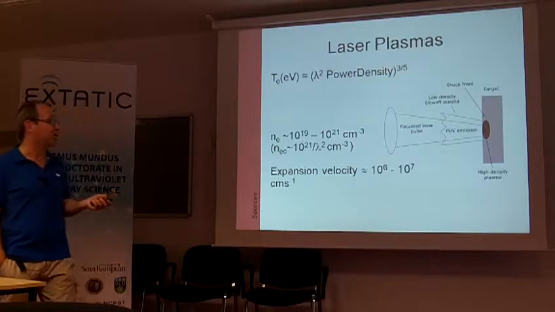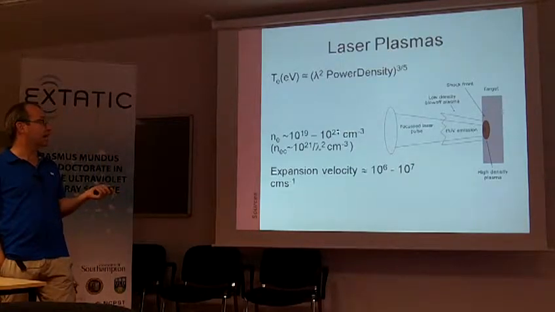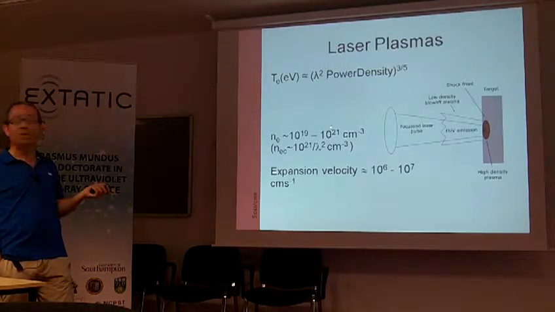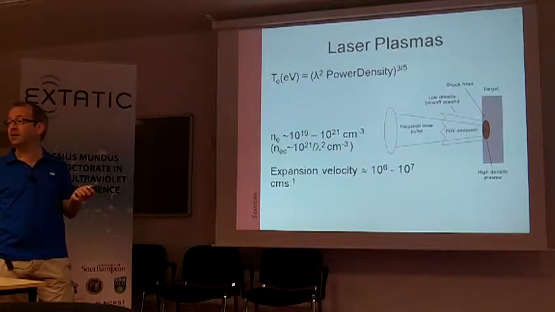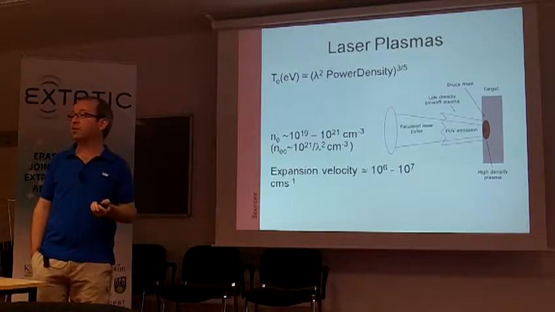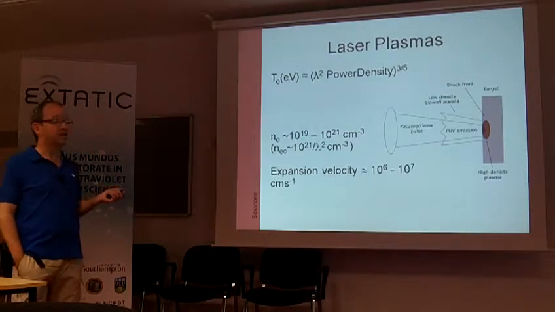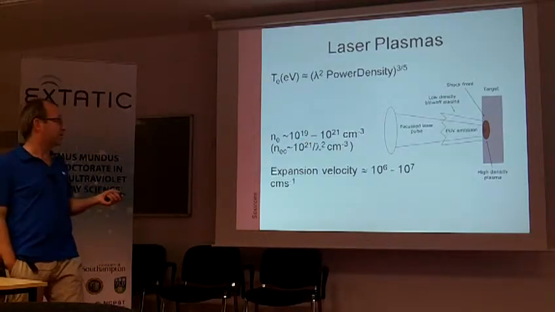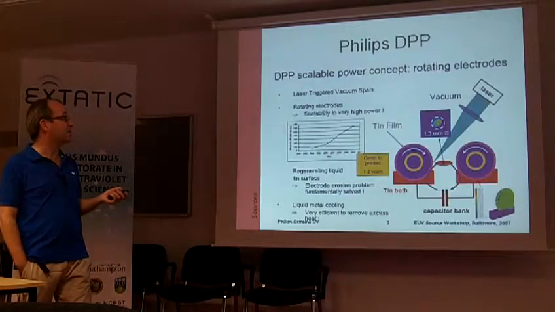Why is that important for sources? Because EUV light is absorbed quite effectively in plasmas at a density of 10^21 per centimeter cubed, and less effectively at lower density. You can produce more transparent plasmas at 10^19. So that's another feature in laser plasmas.